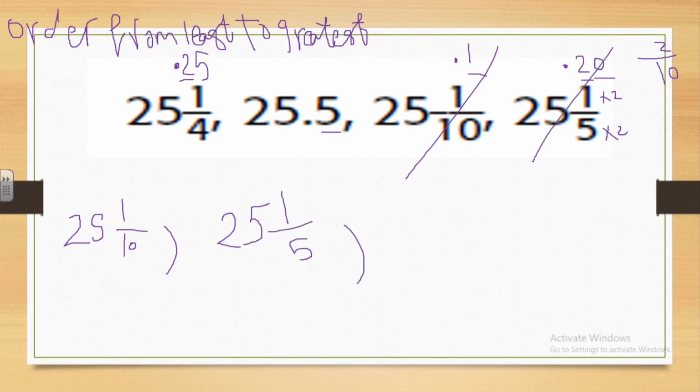Then cancel. Now we have 2 and 5. So of course the 2 is smaller. And the last number we will write it 25.5.